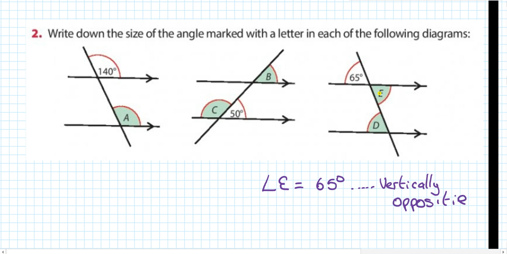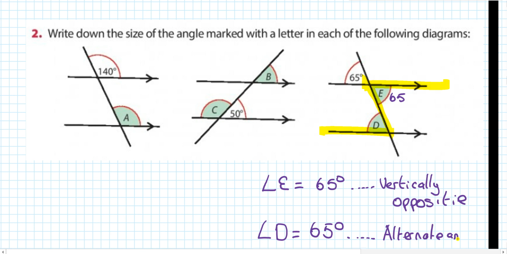Okay, so if I know this is 65, and I know I have a parallel line here and a parallel line here, what shape has just become visible? It is a Z shape, and Z reminds me of the end and the start of the alphabet. So that's going to be 65 degrees as well, because they are alternate angles.